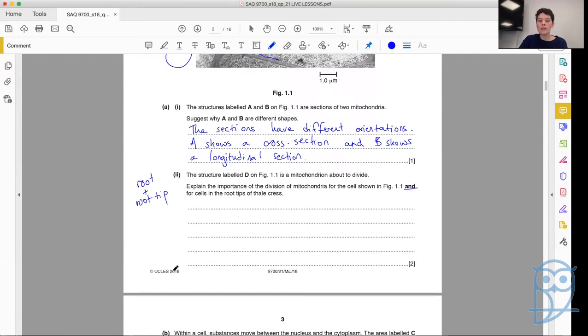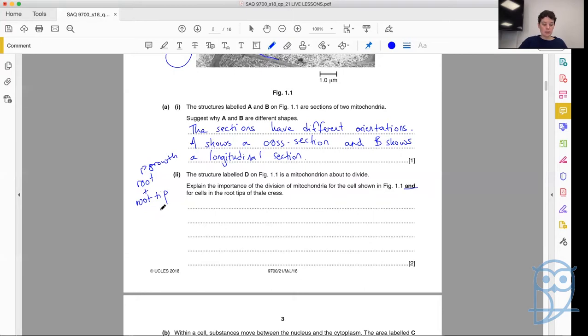So why would we need division of mitochondria in a general cell and in a root tip in particular as well? What is the purpose of a mitochondria? The purpose of a mitochondria is aerobic respiration, with production of ATP, which is used by the cell. So the more mitochondria we have, the more energy we have. As the cell in the root grows, we're going to need more mitochondria to support the bigger cell.